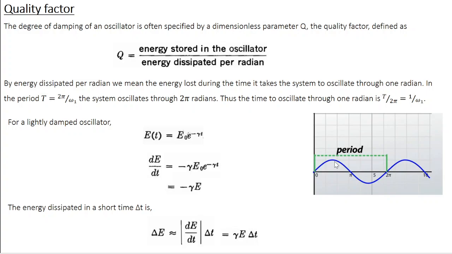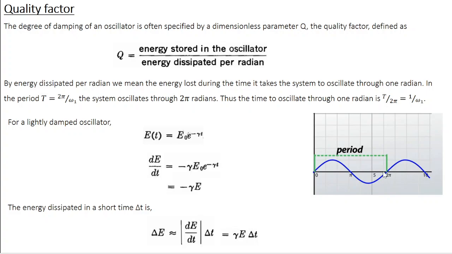As you can see, if you take any sinusoidal function, this is the time period, the time required to complete 1 full cycle. During the time period, the system oscillates through 2 pi radians, right?